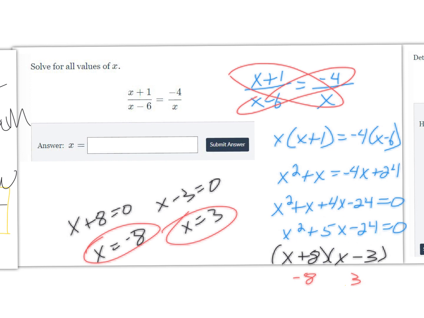The factors of negative 24 that add to 5 are 8 and 3, or 8 and minus 3. So (x plus 8)(x minus 3). Again, we set those factors individually equal to 0. So x equals negative 8 and x equals 3. All right, let's take a look at the next one.